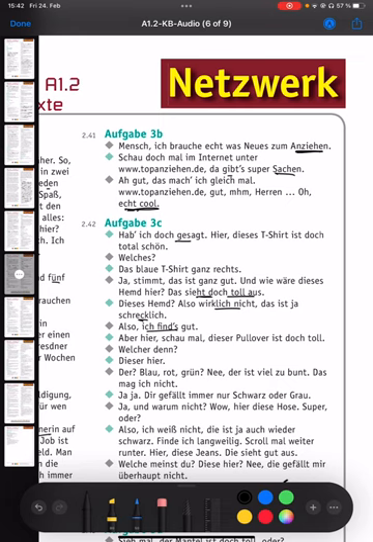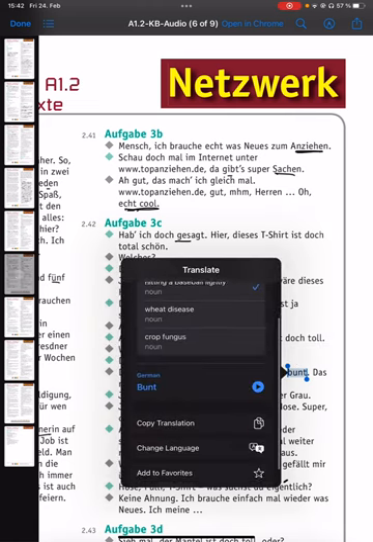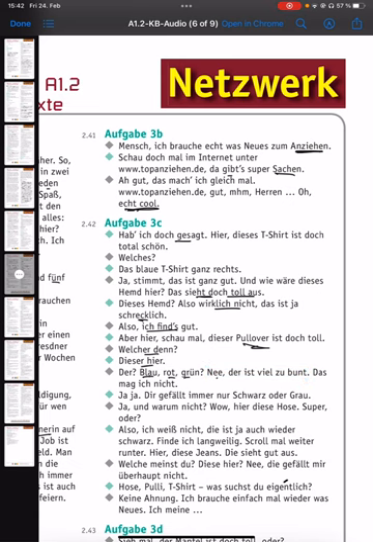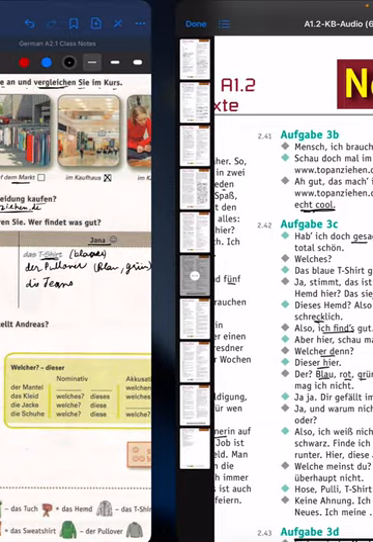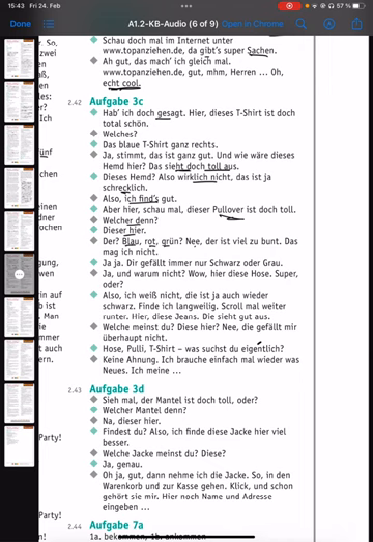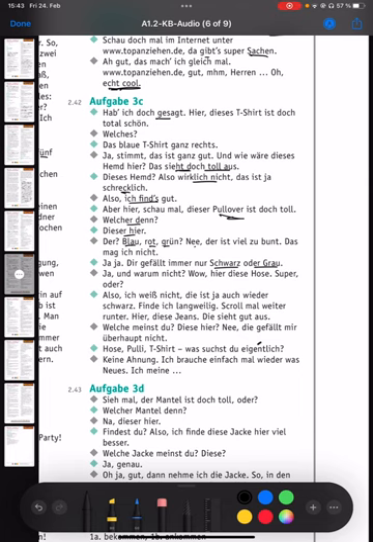Here, schau mal. This pullover is so good. Welcher denn? Which one? This one here, the blau rot grün. Nee. This is viel zu bunt. Bunt is colorful. Yeah, this is way too colorful. Das mag ich nicht. That I don't like. So, pullover. Okay, I forgot. I didn't hear the rot. But yeah, blau, rot, grün. That is too colorful. I don't like it. Yeah, dir gefällt immer Schwarz oder Grau. Okay, you always like either gray or black. Yeah, und warum nicht? And why not?